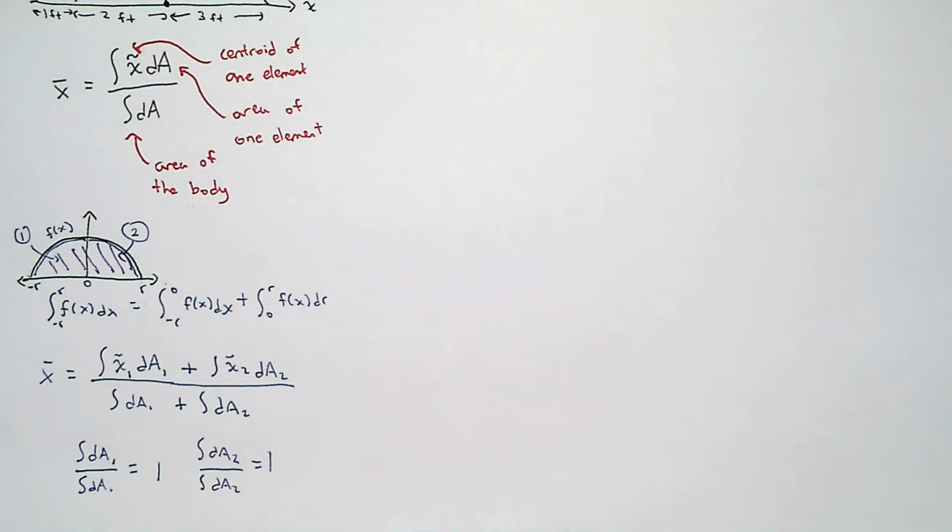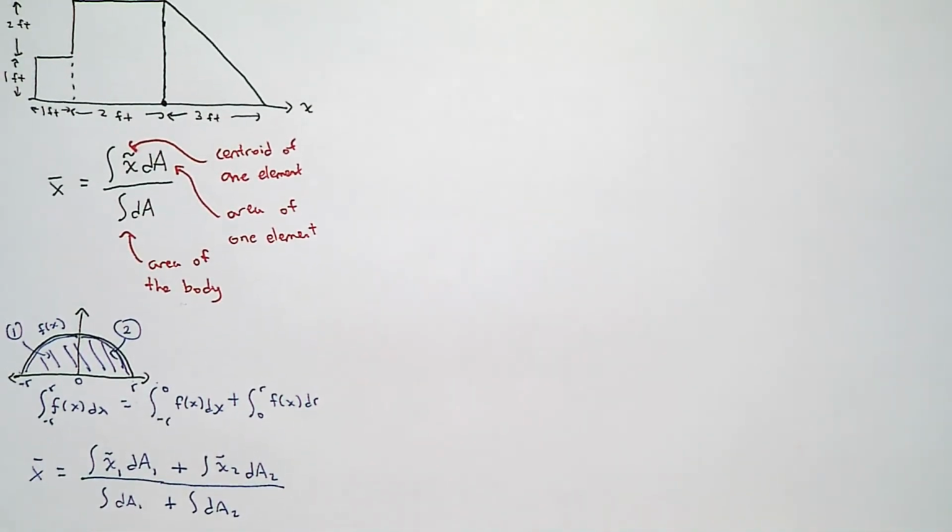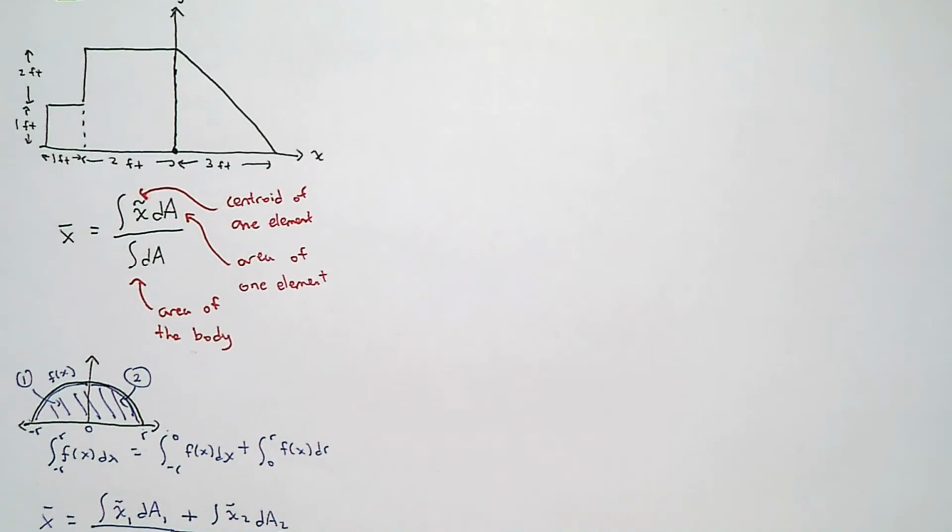So that means I can multiply any term in this equation by integral of dA1 over integral of dA1, or integral of dA2 over integral of dA2, and it won't change my answer, right? You multiply by something, then divide by the same thing, the number doesn't change. And that's what I'm going to do now. Let me write the equation again.